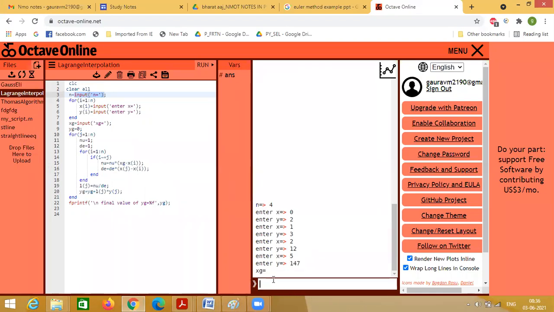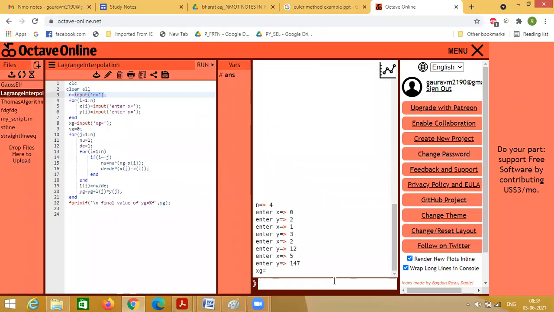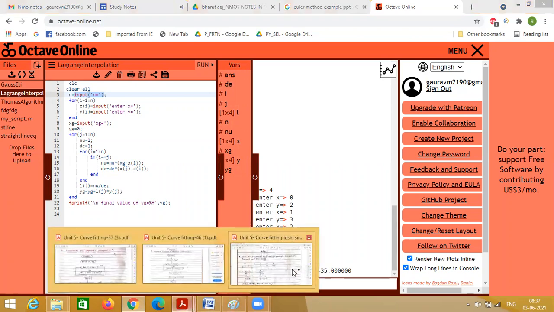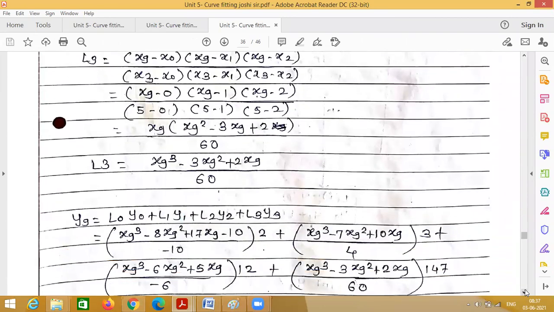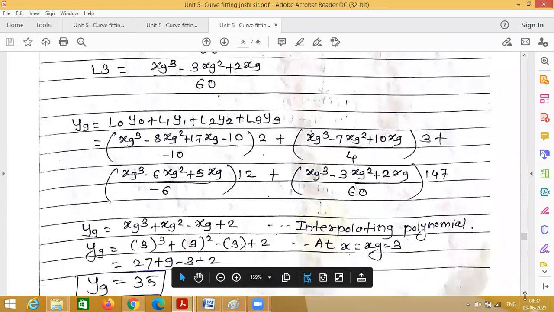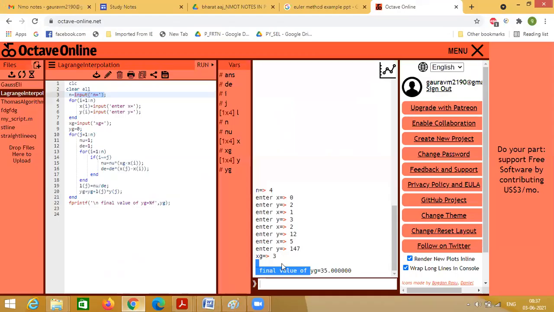Now it is asking for the value of xg. What is the value of xg? In this case we need to find the value of the function when xg is equal to 3. So substitute xg is equal to 3. Here you will get the final answer, and the final answer is yg is equal to 35. You can cross-check this answer with your theoretical calculation. So this yg is equal to 35 is your required answer. Both the answers are the same. So this is the MATLAB code for the Lagrangian interpolation method.